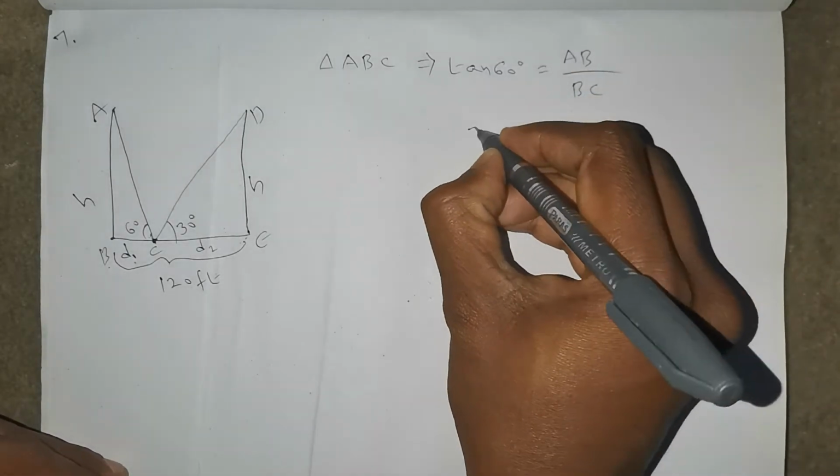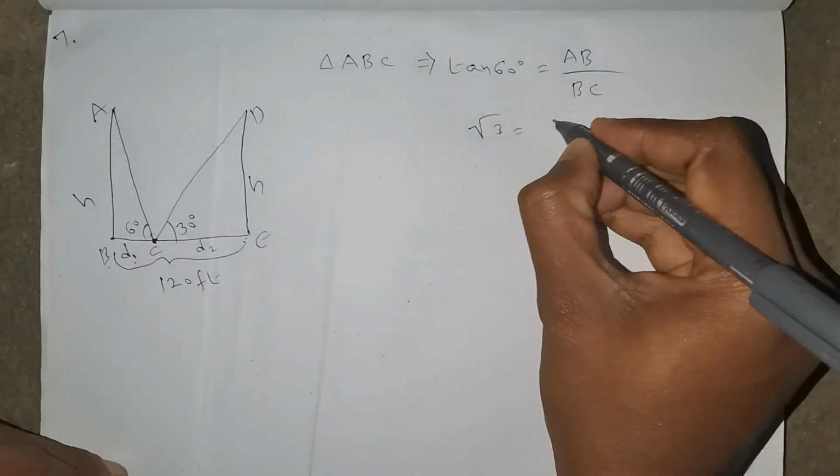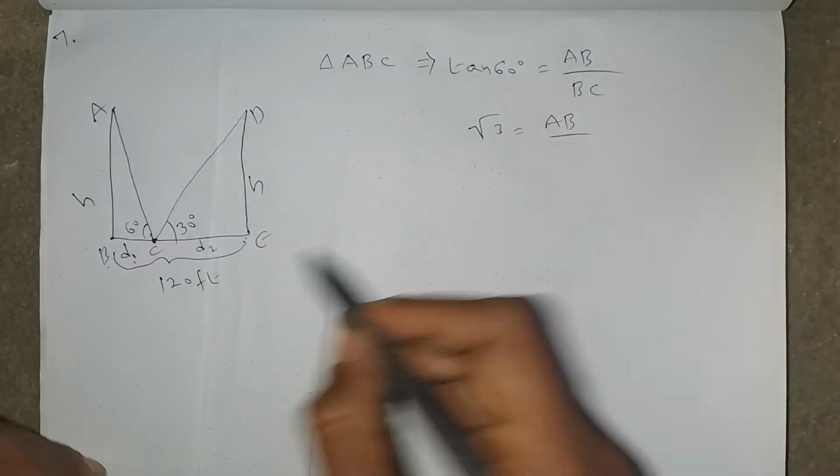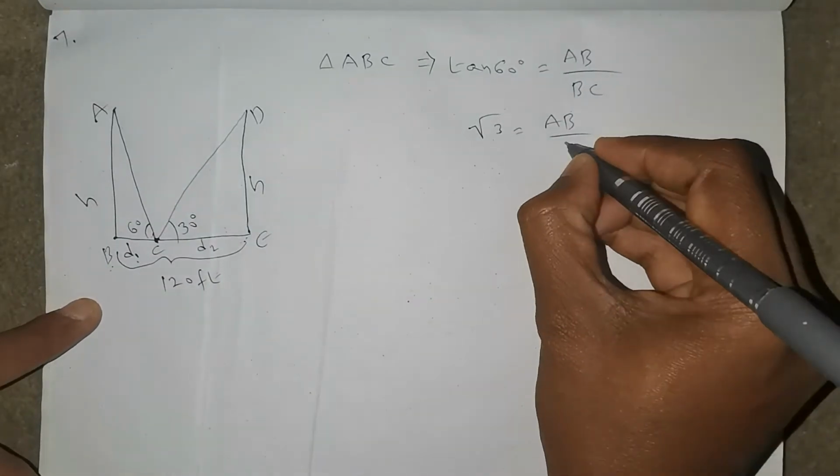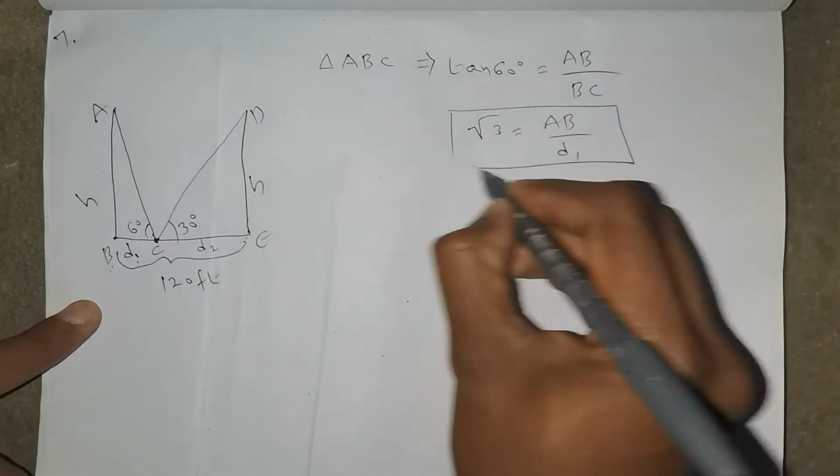Tan 60 value √3 is equal to AB, which we don't know, divided by BC. I wrote it as D1. That's it. This is the first equation we got.